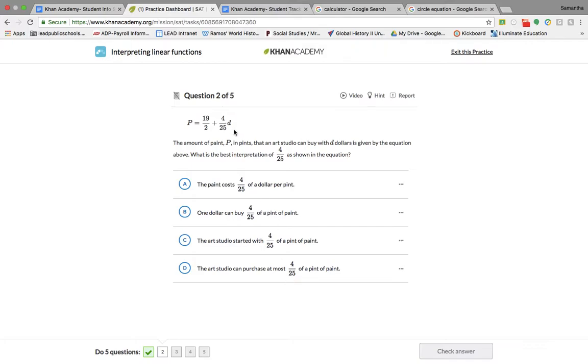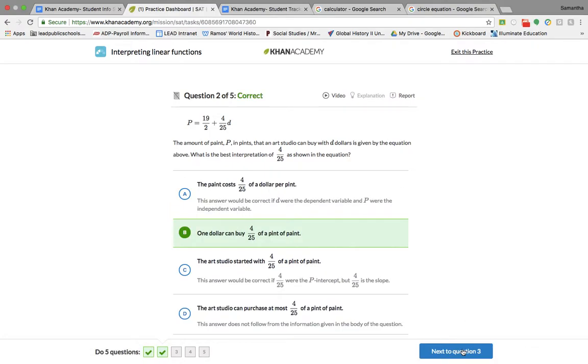No, I think it's $1. If I put 1 in here, I can buy paint. Let's see. Yep.